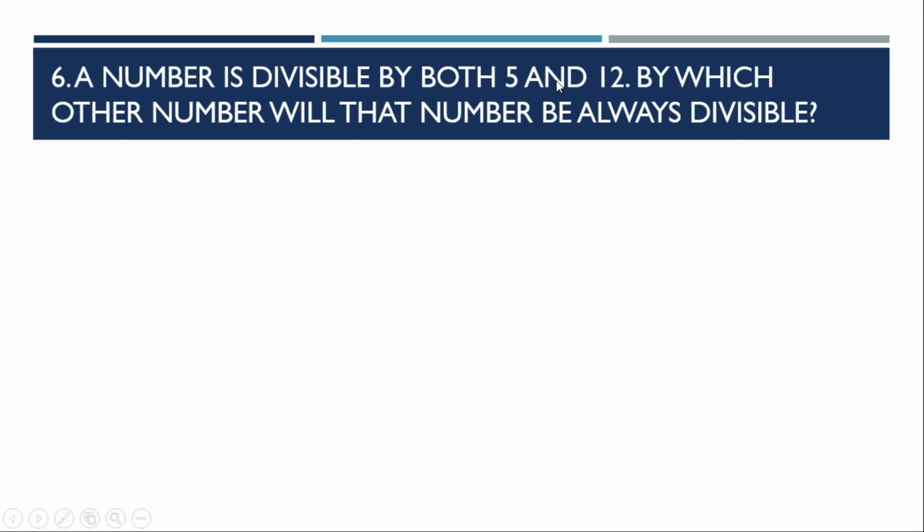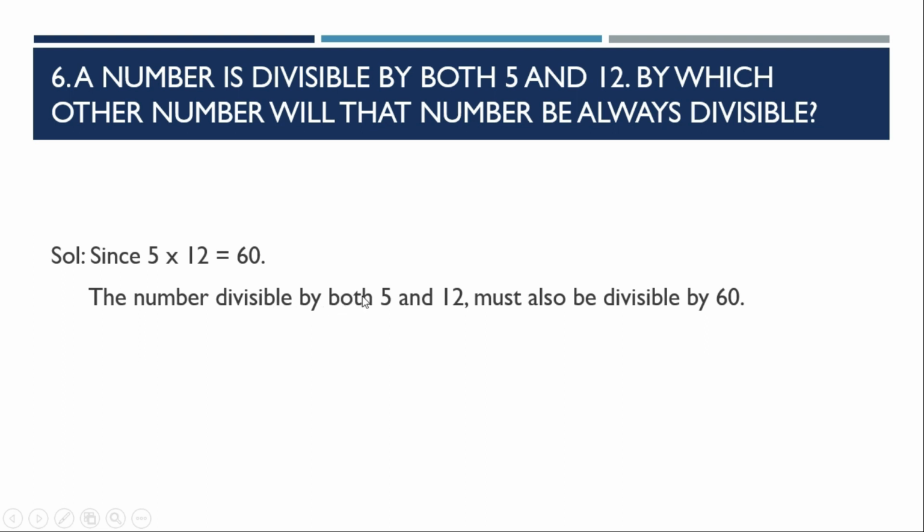See, 5 12s are 60. So will it be divided? The 60 is divided by 5 as well as by 12. By which number will that number be always divisible? What will be the other number? Yeah, exactly 60. So by 60, if we divide 60 by 60, we'll get 1. So that is also a factor of the number. So the number divisible by both 5 and 12 must also be divisible by 60. Next.